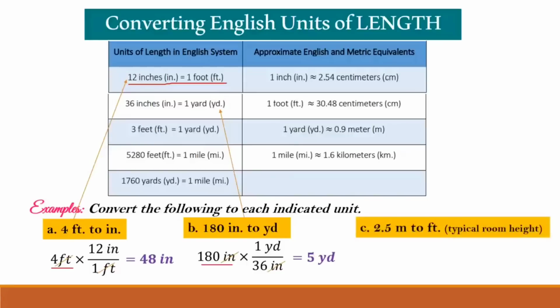And for the third example, we are going to convert 2.5 meters to feet. We write first our given, but we will use the conversion 1 yard is approximately 0.9 meter. So we have 2.5 meter times 1 yard over 0.9 meter, for us to cancel meter and meter. And when we multiply 2.5 times 1 divided by 0.9, the result is 2.78 yards.